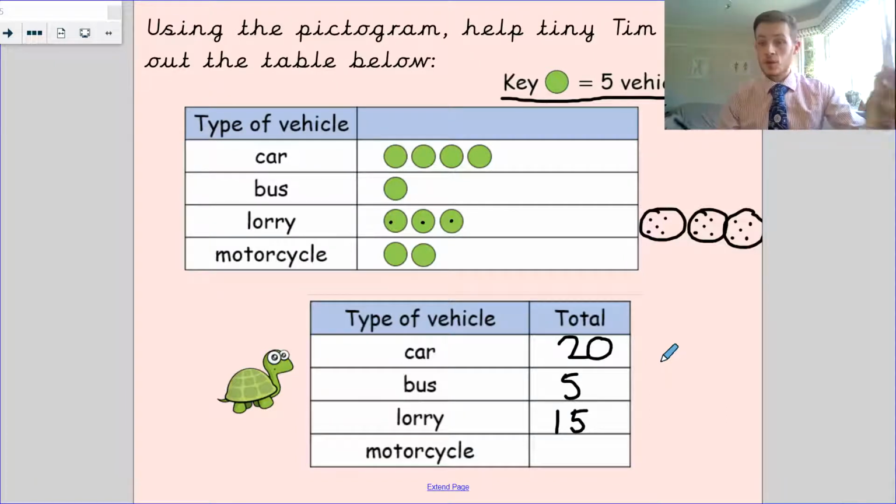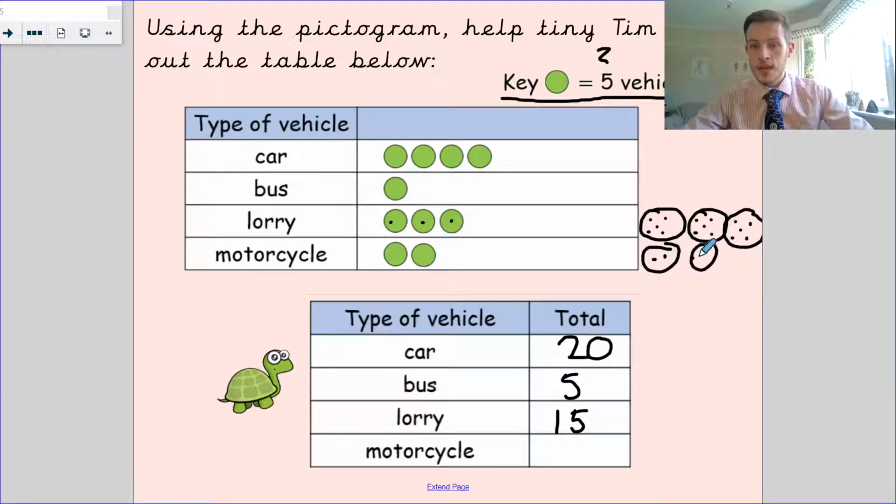The next one I showed you was using the ruler, starting at 0, counting in 5 jumps, and that's 1 lot of 5. Then you count in another 5 jumps, and that's another lot of 5. Then you count in another lot of 5, and that's another lot of 5, okay? Or you draw as many circles as there are objects, and in each circle you put a dot for the amount the key's worth. So if the key was worth 2, you'd draw 2 circles and you'd put 2 in each.